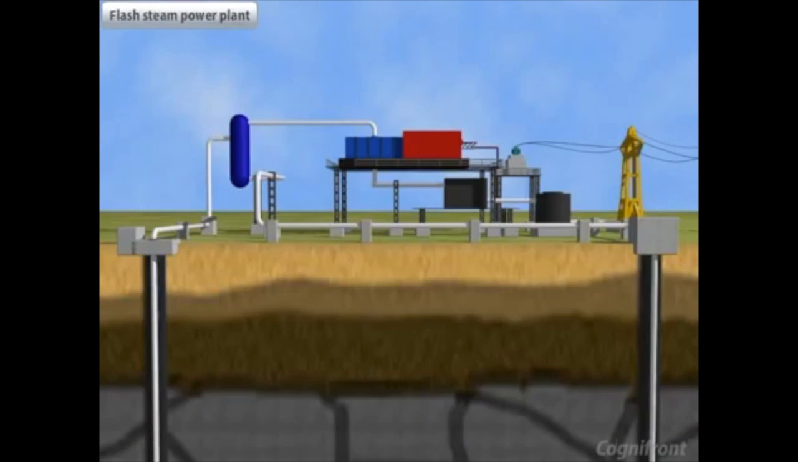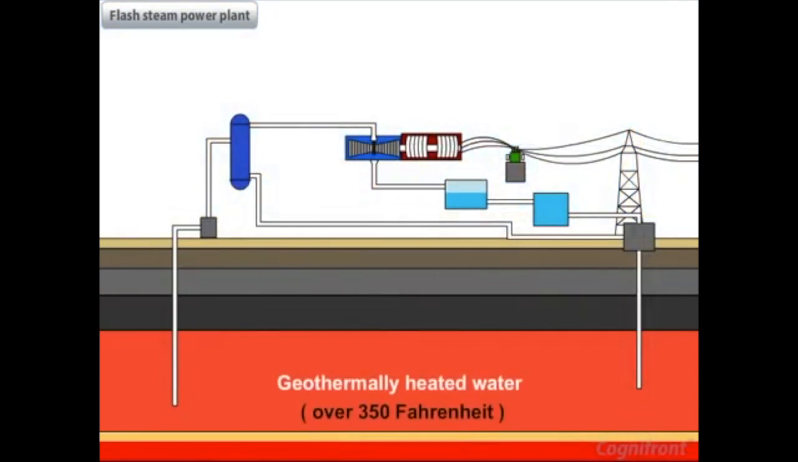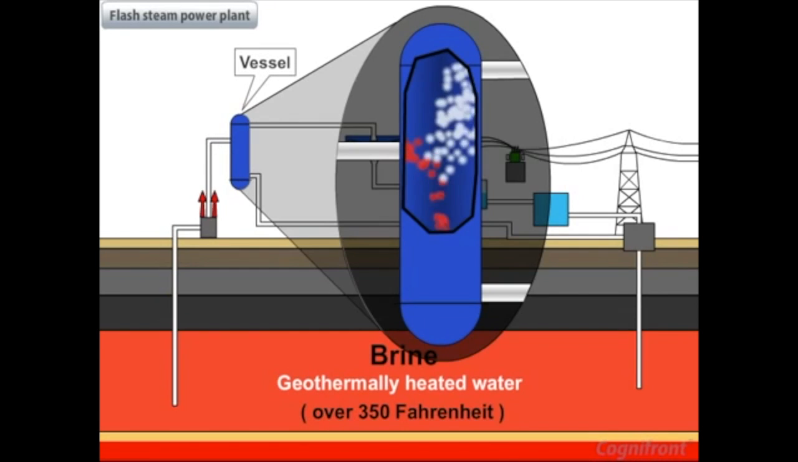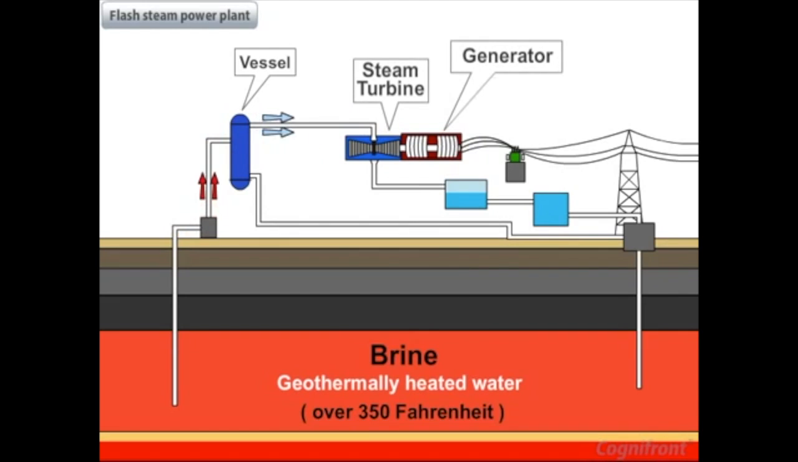In a flash steam power plant, a pump pushes a hot fluid into a vessel near the Earth's surface where it cools down. When it is cooling down, the fluid flashes, or quickly turns into a vapor. Then the vapor arrives into a steam turbine where it powers a generator.